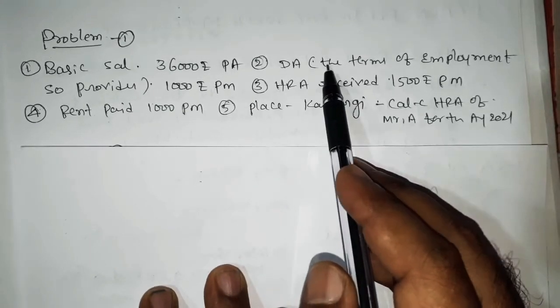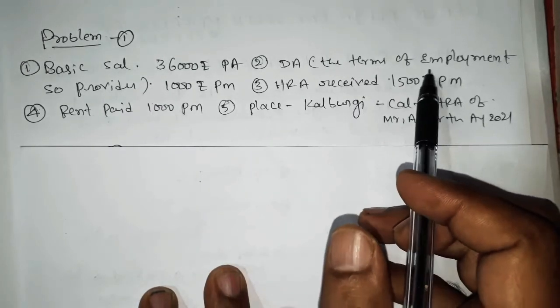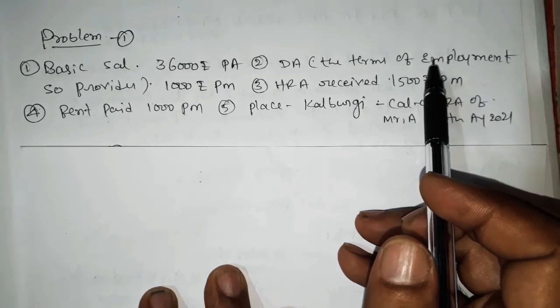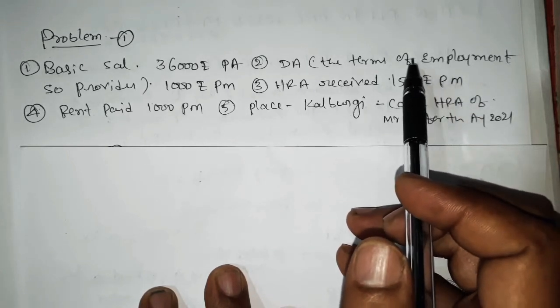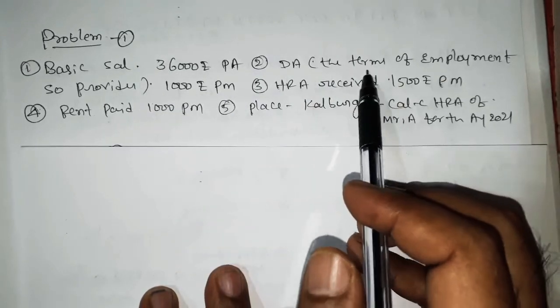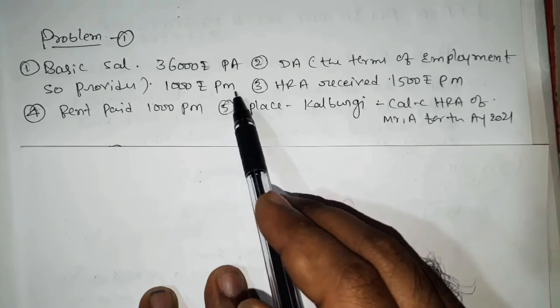Then DA, as per the terms of employment, is provided. The terms of employment means if we are following the terms and conditions of the employment, it also comes under the retirement benefits. So it is going to be taken as 1000 rupees per month. See here, 1000 per month.